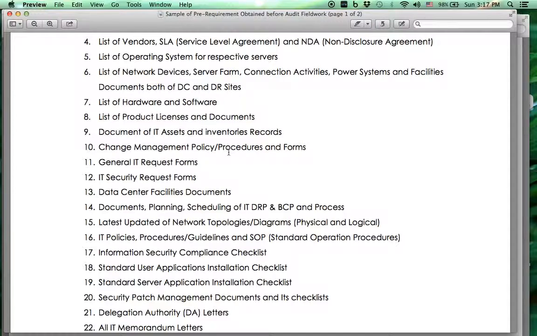This is very important. In IT operations, in the IT department, no process can bypass change management or change control. So you need to obtain the policy and procedure and also the standard operating procedure, or we can say user guide or user manual. So you need to obtain a policy and procedure.